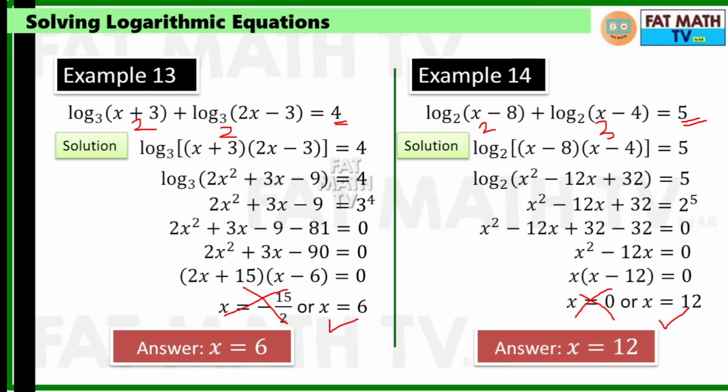So here we are applying the laws of logarithms, that the sum of the logarithms can be condensed into the logarithm of the product.